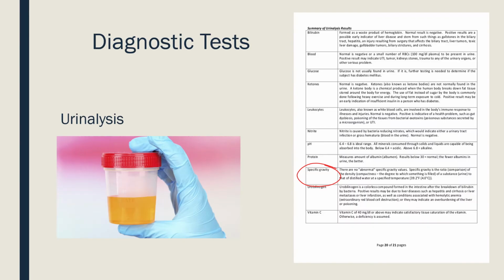Now, this is an example of what urinalysis results look like. This is the urine specimen. You send it to the lab for urinalysis. And here are the things that you would see, like bilirubin, blood, glucose, ketones, leukocytes, nitrite, specific gravity, and vitamin C. It depends on what we're checking. But remember, we're more concerned with the specific gravity for fluid and electrolyte imbalances.